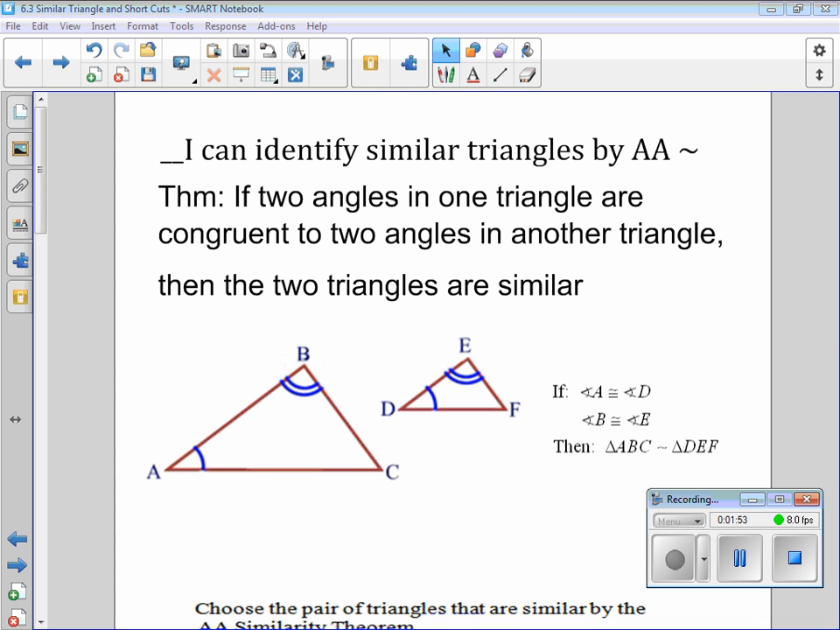And the reason we'd want to know that is that once we know the triangles are similar, then we know their corresponding sides are proportionate. We can write ratios that equal ratios. Any missing angles can be identified as being congruent and all those things. So basically the theorem says if two angles in one triangle are congruent to two angles in another triangle, then the two triangles are similar. And so that's my if-then statement in symbols down there to the left.